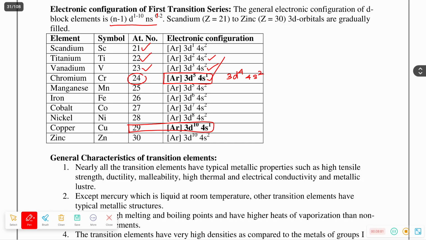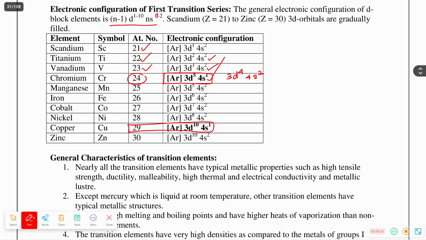Expected is 3d4, 4s2, but due to symmetry, the stability of the electronic configuration, the symmetry of the arrangement and also exchange energy, the electronic configuration becomes 3d5, 4s1. You know that half-filled orbitals and fully filled orbitals are highly stable. D can accommodate a maximum of 10 electrons. D10 is stable, D5 is also stable.